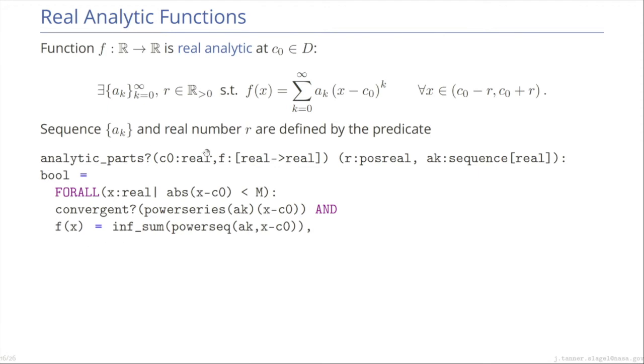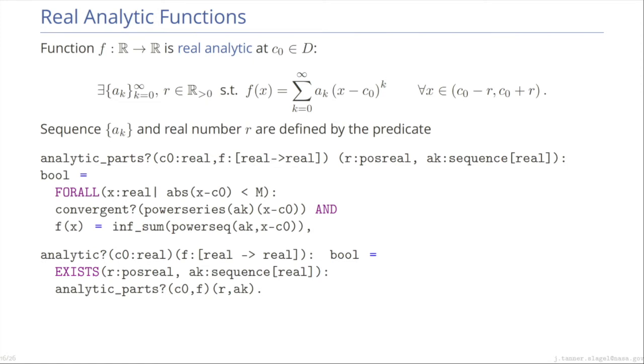So the way that we implemented this in PVS was we created a predicate on those two quantities called analytic parts. You have a c0, you have f, and then r and ak are analytic parts if f is equal to the power series in the r neighborhood around c0 that's made with the sequence ak. So once you have the analytic parts definition, to make a function analytic, you just say f is analytic when there exists some positive real number r and a sequence ak such that they are analytic parts of f, I guess.